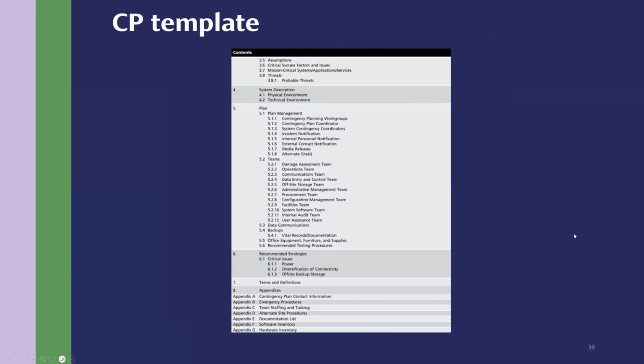Yeah, so this is a contingency planning template. You can see it starts with some assumptions, critical success factors, mission critical systems, threats, system descriptions, the plan you have, then you recommend certain strategies, and so on.